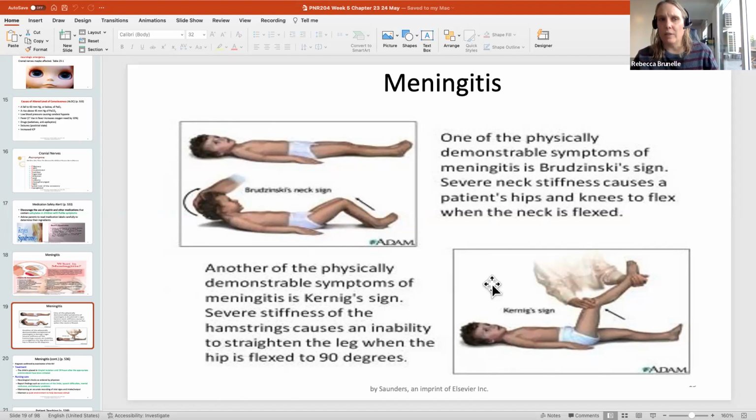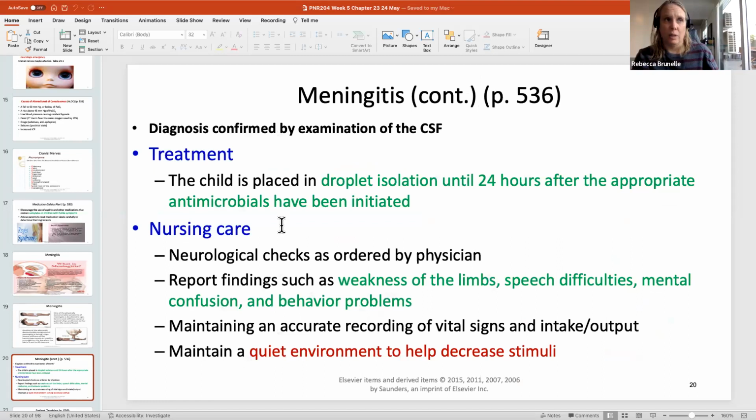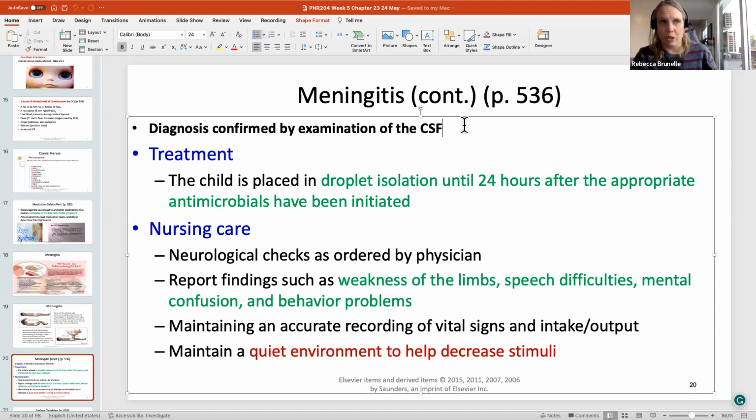Neither one of these is definitive for meningitis. You can't say that a patient has meningitis because they had a positive Brudzinski or a positive Kernig sign. But if you're worried about a patient, you could do these tests in the exam room to see if it would make you more suspicious. You would suspect meningitis if a patient had a positive Brudzinski or Kernig sign, but the definitive diagnosis is with a CSF. You can't diagnose a patient with meningitis based on the Kernig's or Brudzinski. You have to send the cerebrospinal fluid for culture.